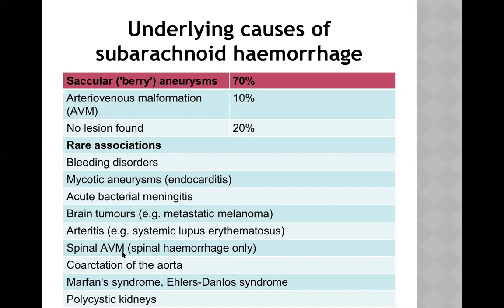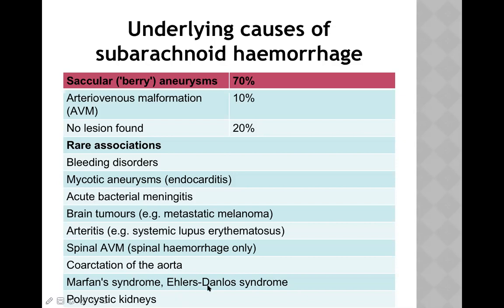Spinal AV malformation will cause spinal hemorrhage only because the subarachnoid space is present around the spinal cord also. Coarctation of the aorta. Now, why does coarctation of the aorta cause subarachnoid hemorrhage? Yes? Because the pressure will be increased in the upper limbs. It causes hypertension in the upper limb. Good. Very good answer. Excellent. I'm sure many other students also know this. This is not direct. It leads to hypertension in the upper half of the body, like in the upper limb and head and neck area. As a result of this, there may be a chance of subarachnoid hemorrhage. So this is the explanation.